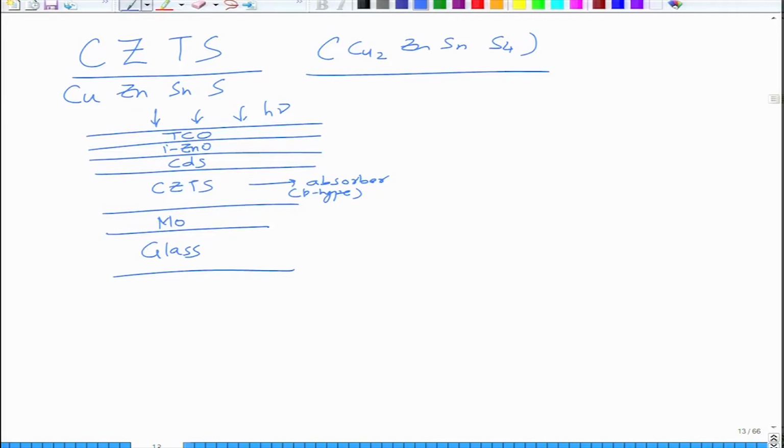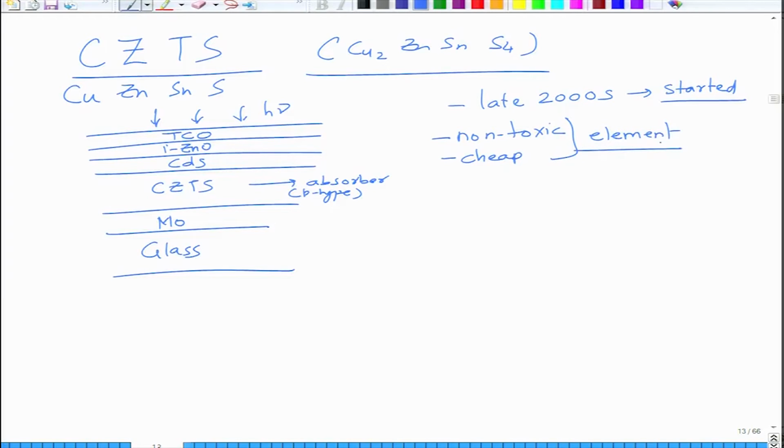The work started in late 2000, primarily because it uses non-toxic, cheap elements. Copper is available, zinc is available, tin is available easily. So this is where it's a very exciting technology, because it's very simple looking.